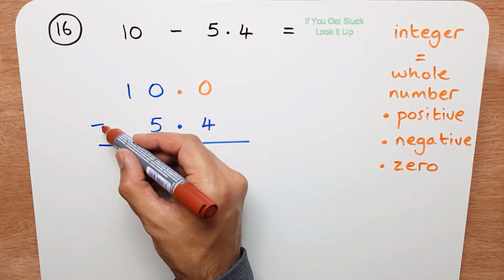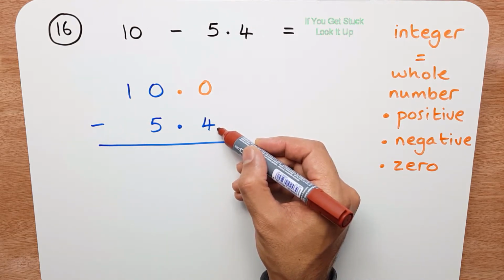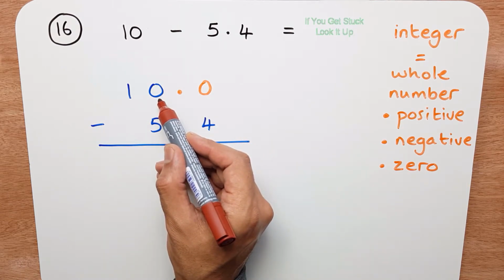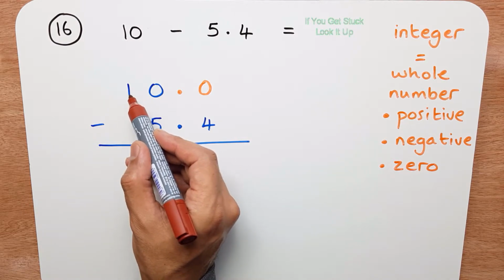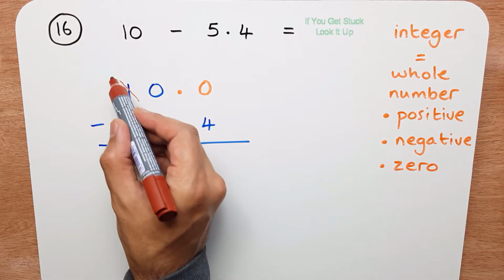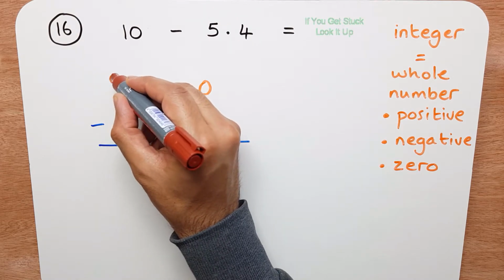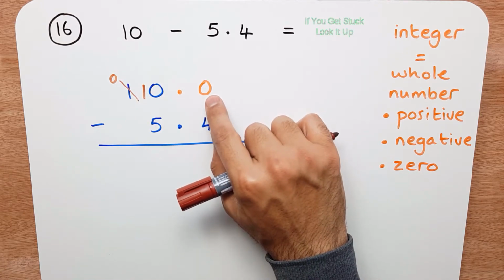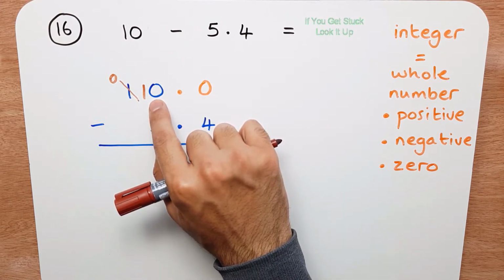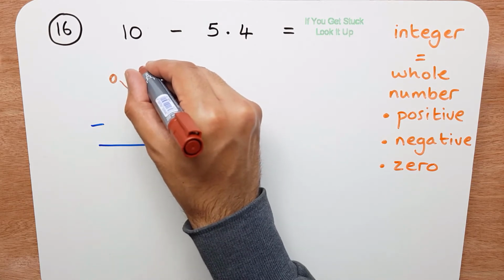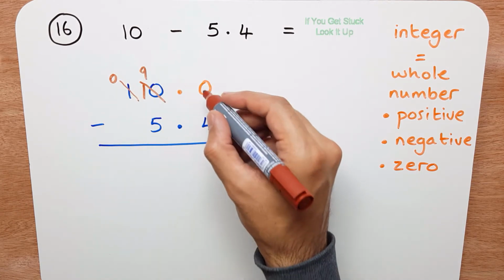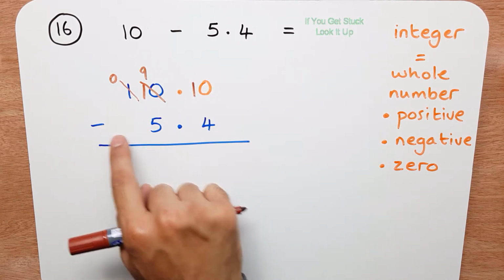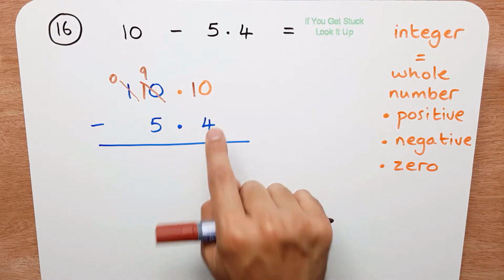0 take away 4. We can't do that, so this 0 has to go to the neighbour to borrow 1. This 0 can't give 1. So now this 0 has to go to its neighbour. So we cross out the 1, and this becomes 0. And this 0 becomes 10. Now this 0 can now borrow 1 from this 10. So we cross the 10 out, that becomes a 9. And this 0 turns into a 10. So now we have 10 take away 4 is 6.